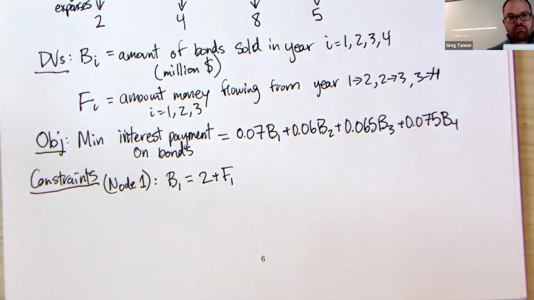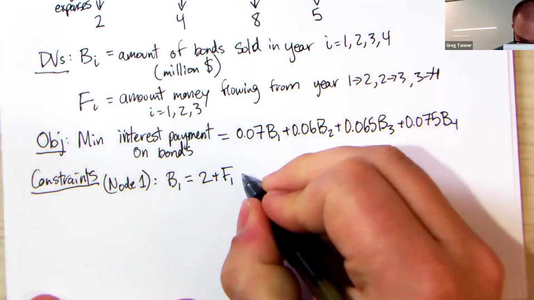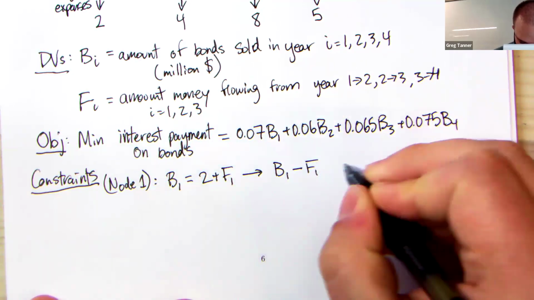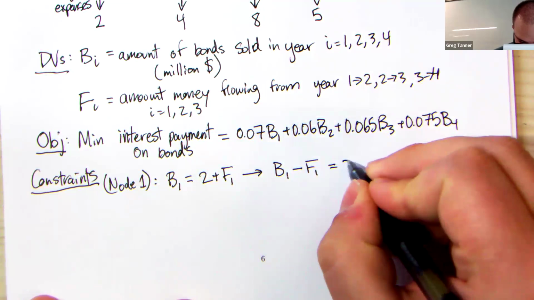Okay, and most of the time, with most solvers, the way we set it up is that we have to get all our variables onto one side, usually the left side, and all our numbers on the right side. And so we'll rewrite this as B1 minus F1 equals 2.